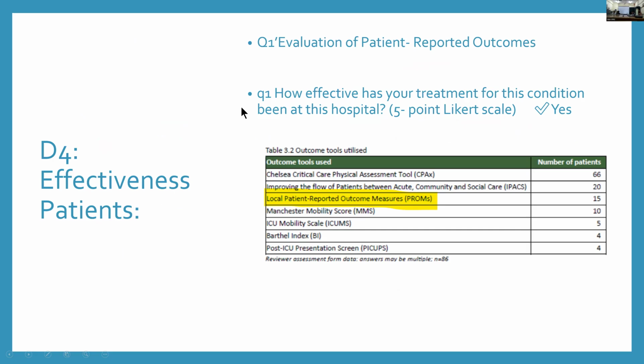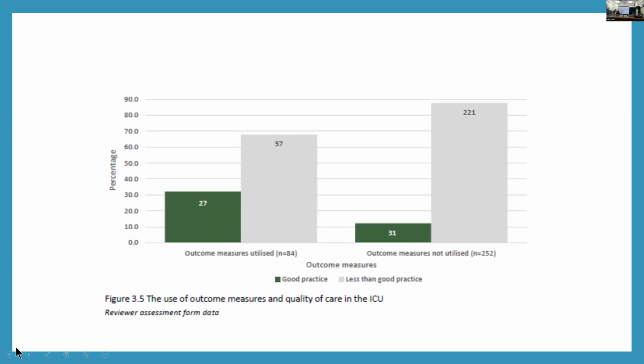Now looking at effectiveness for the patient, the evaluation of patient-reported outcome. How effective your treatment for this condition has been in the hospital, on a Likert scale. Here they have given it in another format. They have looked at all the outcome tools utilized, out of which the local patient-reported outcome measure is a patient-reported outcome. They have given the number of patients based on this outcome tool, and they have also given overall outcome measures in graph form.